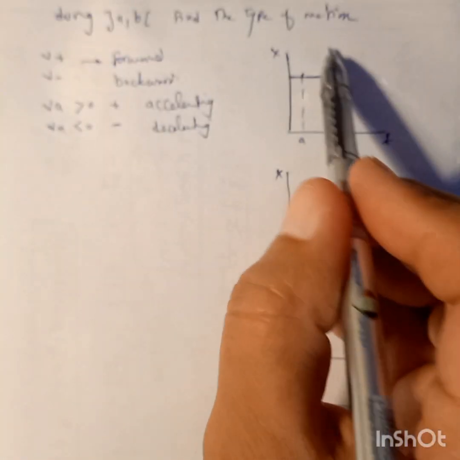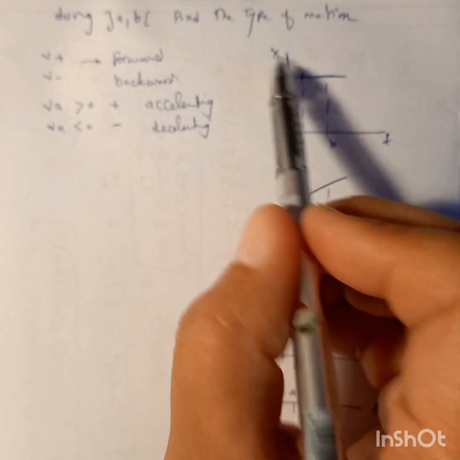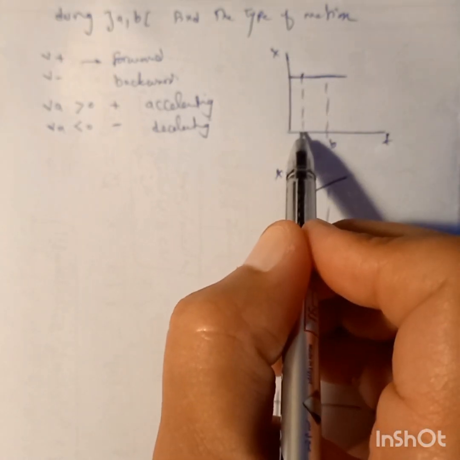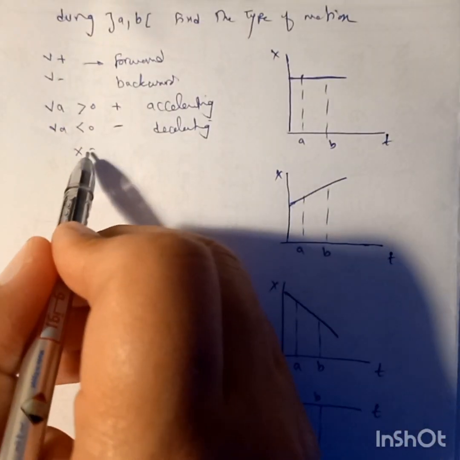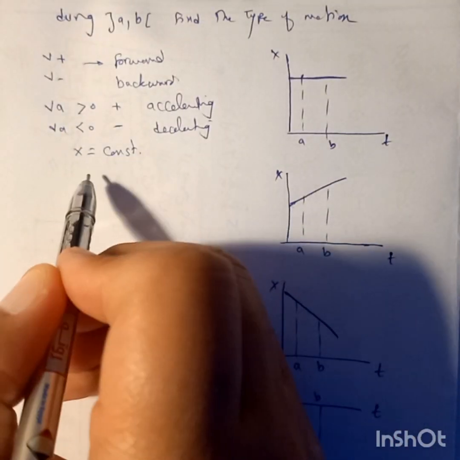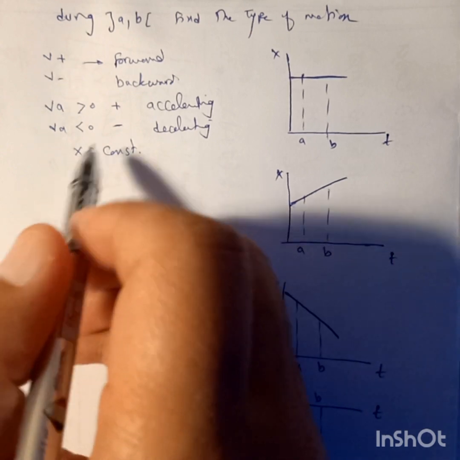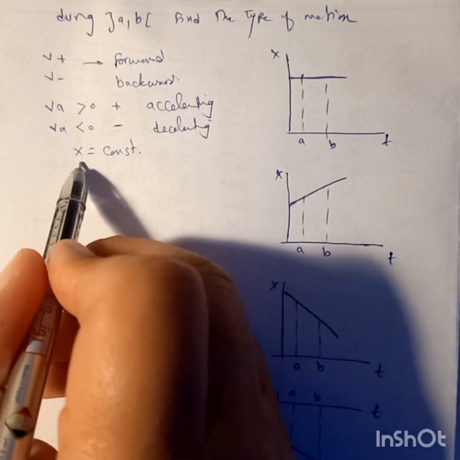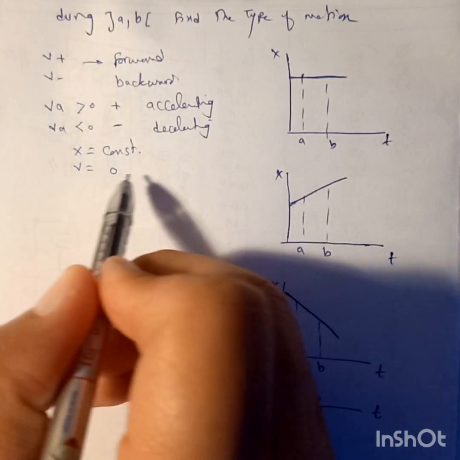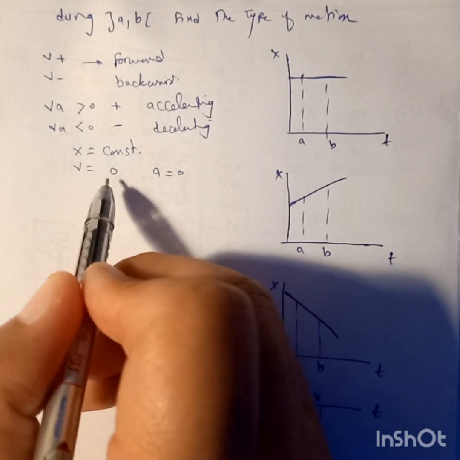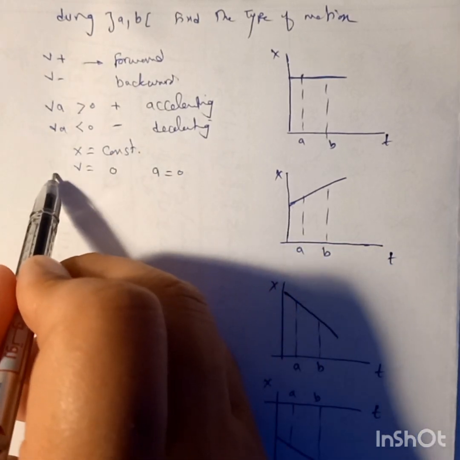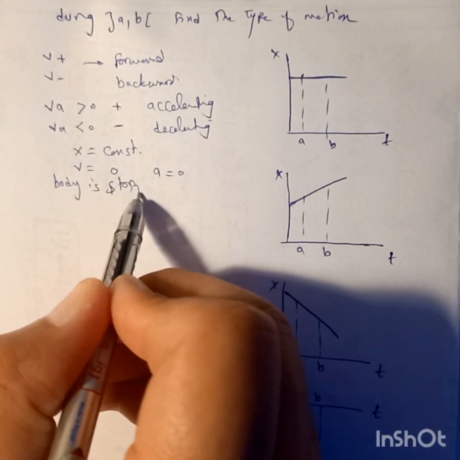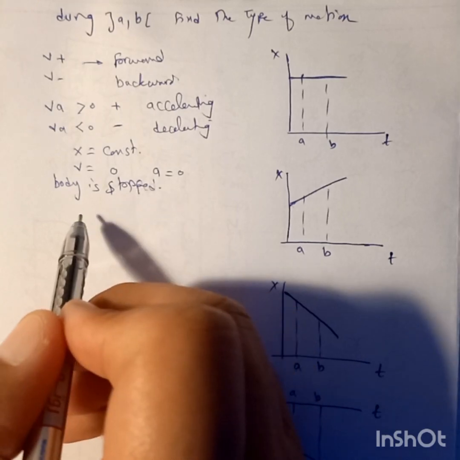First, for this first curve, we have a relation between x and t. In the time interval a and b, we have x equals a constant value. Then velocity equals 0 and acceleration also equals 0. Then in this case the body is stopped, is not moving. Okay, this is the first curve.